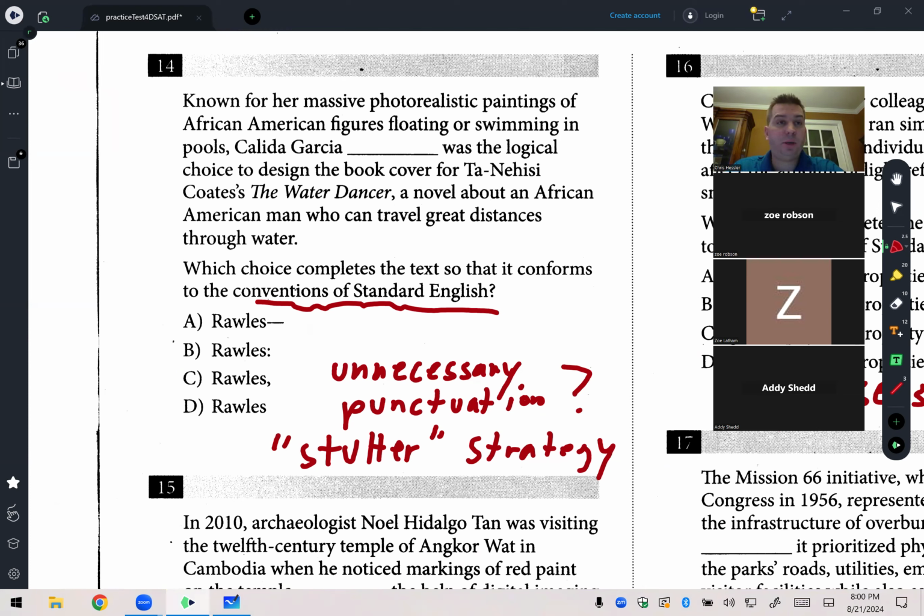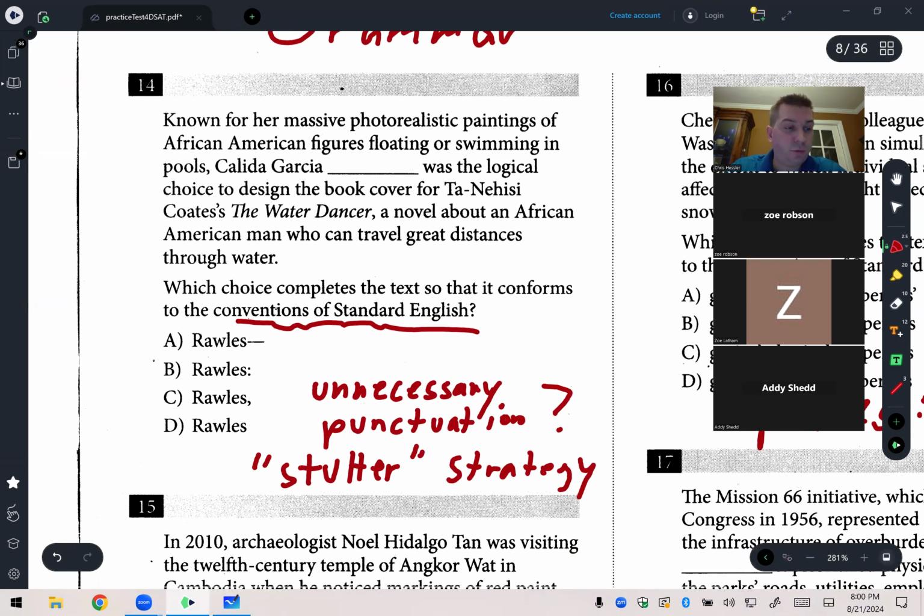Okay, it's been about 8 minutes, so we're going to start going over these questions. All right. So I'm going to read the first one, which is question 14.